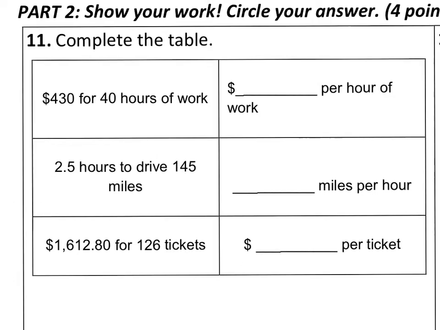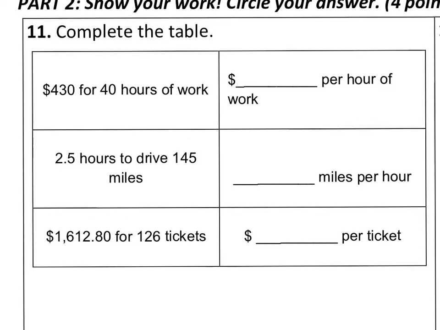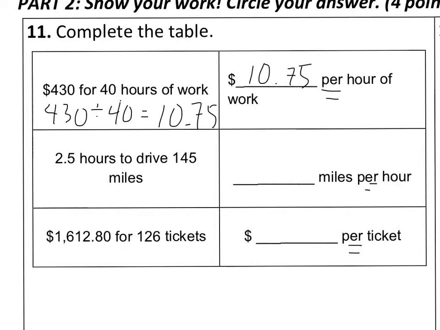Number 11, complete this table. All right, when completing this table, there's 3 parts to it. We're finding unit rate here because it says per. So we need to find out 1 of something. In order to find out 1 of something, I'm just going to do 430 divided by 40. And when I solve for that, I get 10.75. So this is $10.75 per hour of work.